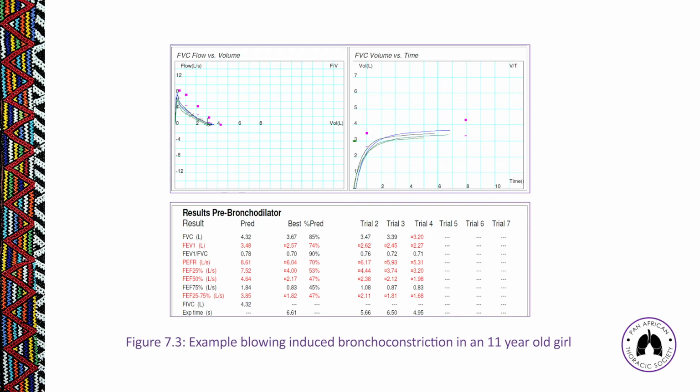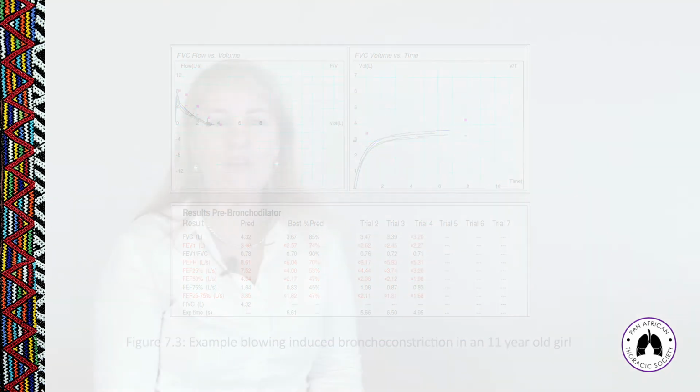So we can look at figure 7.3 as an example of a blowing-induced bronchoconstriction in an 11-year-old girl. And in the spirogram, you will see that the curves on the flow volume and volume time graphs follow the same shape, but they get smaller with each subsequent blow. So the numerical results of the FVC and the FEV1 get lower with each blow. You can see it particularly in this example on the volume time graph. Okay, and if you look at the results, you can see that the FEV1 starts off at 2.62 and decreases to 2.57, then 2.45, and then 2.27. So you can see that there's this progressive reduction in the FEV1.